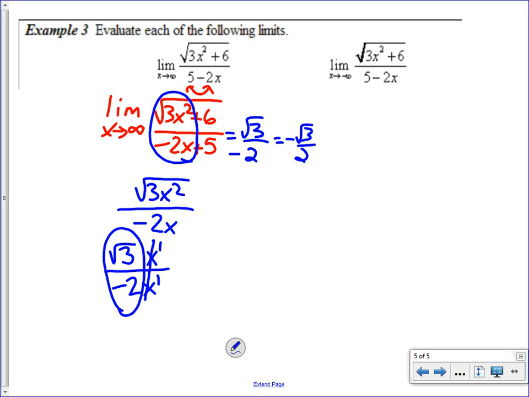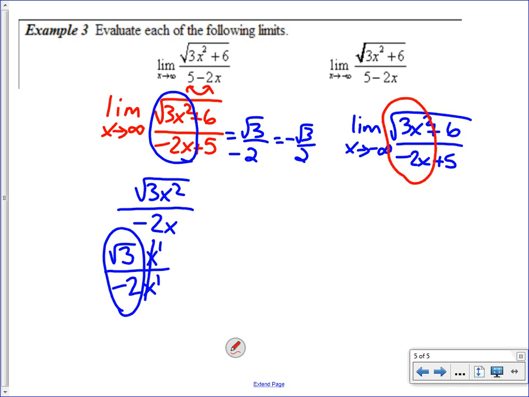All right, now let's look at this second one. We have the limit as x approaches negative infinity of the square root of 3x squared plus 6 divided by 5 minus 2x. Same function. So basically we're going to do the same thing. I'm going to rewrite this. I'm just going to switch around that denominator to get my leading terms over each other. And then remember, your end behavior is going to be determined by those leading terms. So we have square root of 3x squared over -2x.